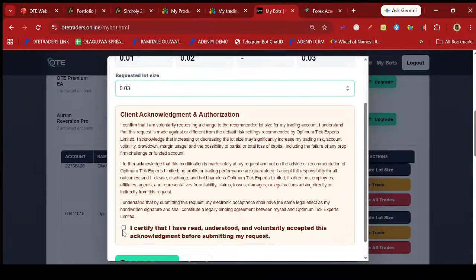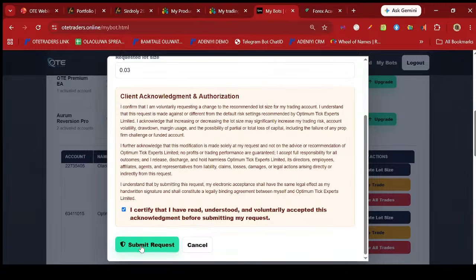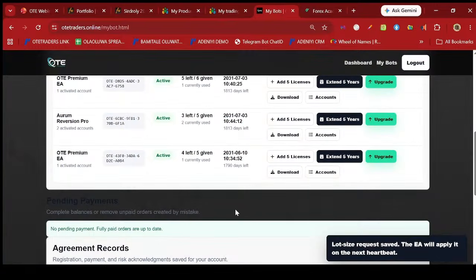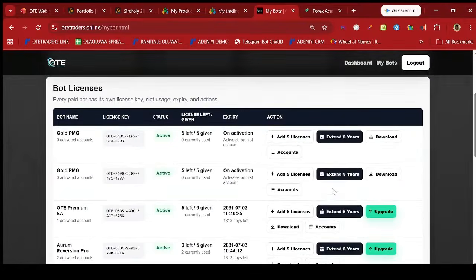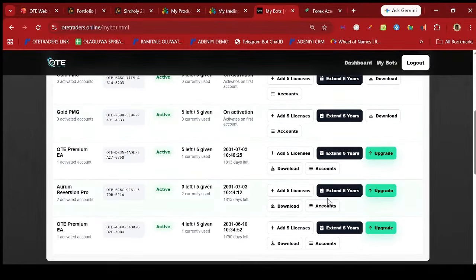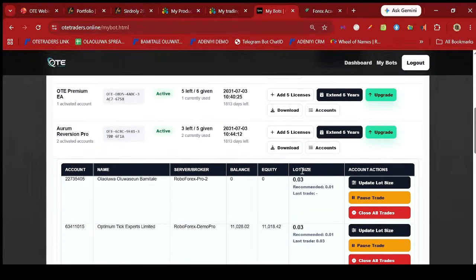So you just accept the TNC because we have a recommended lot size you put, but if you just want to increase it, like you want more, you just submit. Once you've done that, your lot size request will be applied immediately, and you get a mail once it is done. So your next trade, the lot size will have increased. See, the lot size now is 0.03.